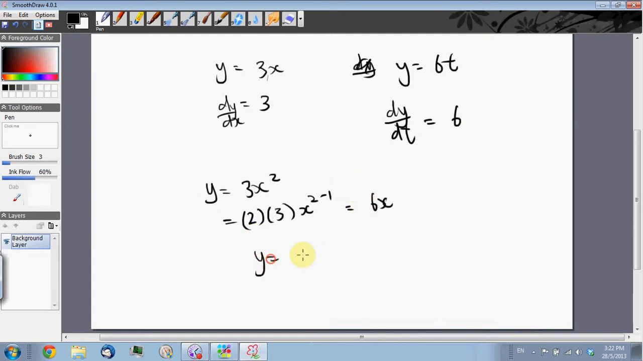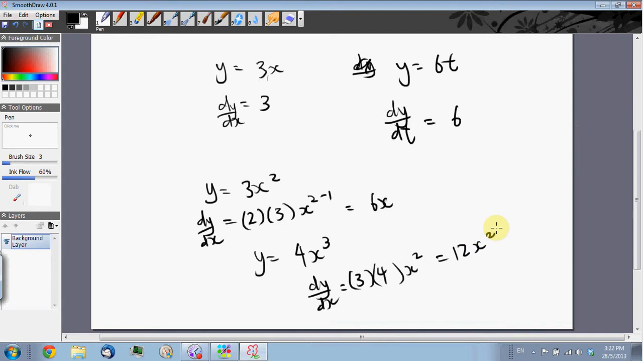And an example for 4x cubed. By the way, this is your dy/dx. So dy/dx is equal to, bring the 3 down, that's 3 times 4. Right, 4 is here, so 3 brings down times x. Decrease the power by 1 to get 12x squared.